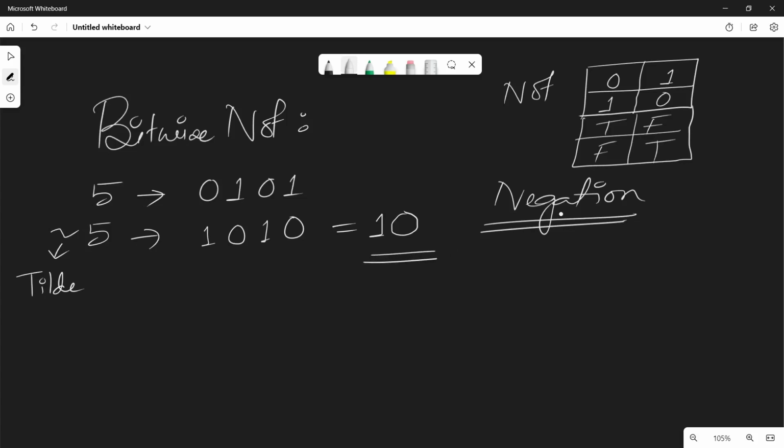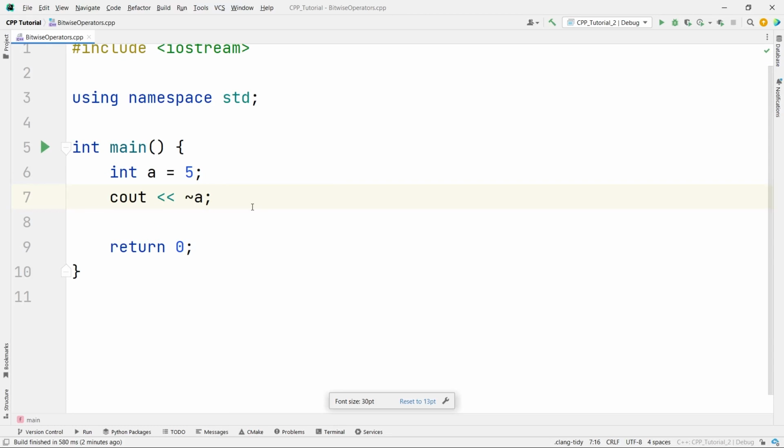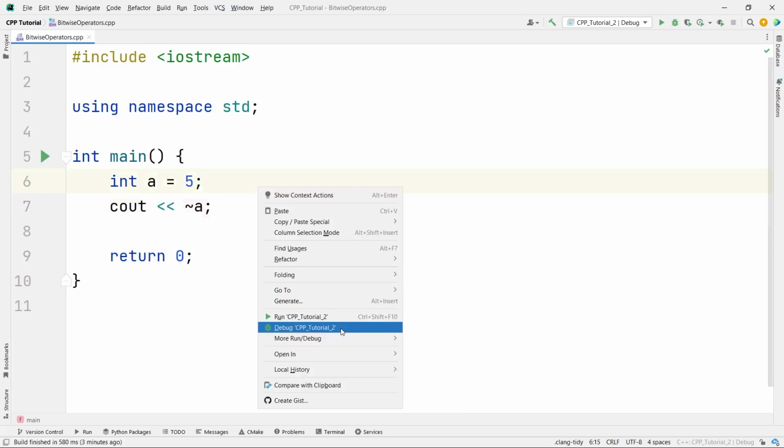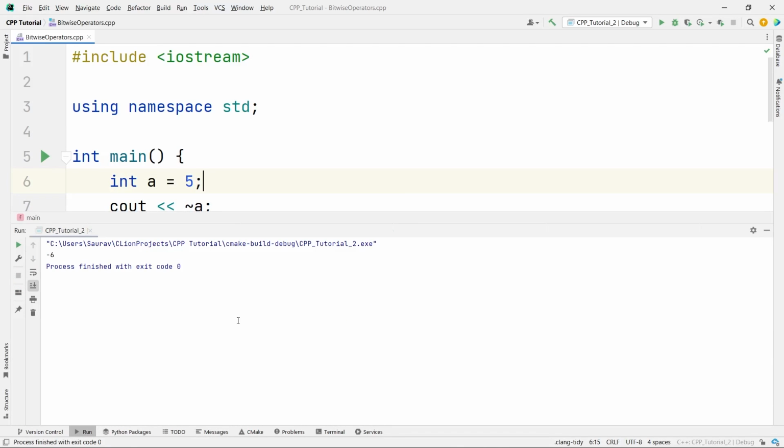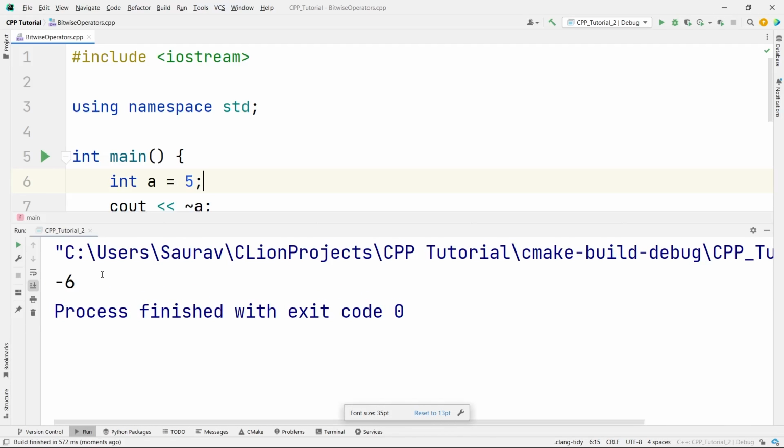Now let us try to verify this. Simple, right? We are doing negation. So let's go back here and I will take int a is equal to 5. I will say cout, the tilde sign or the negation operator, and NOT of a. We'll simply write this. Now let's simply run this and check what we are getting. Whoa, guys, you can see we're getting something different, right? It's minus 6. Now what's happened?